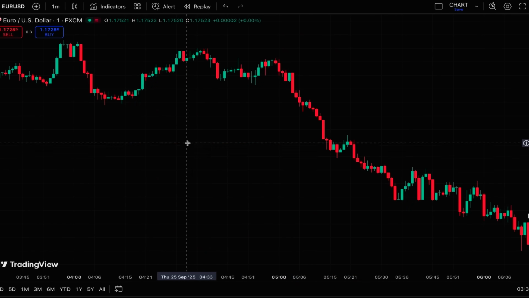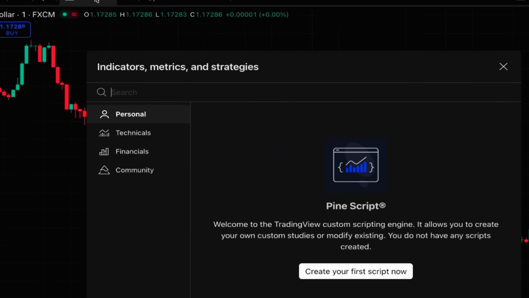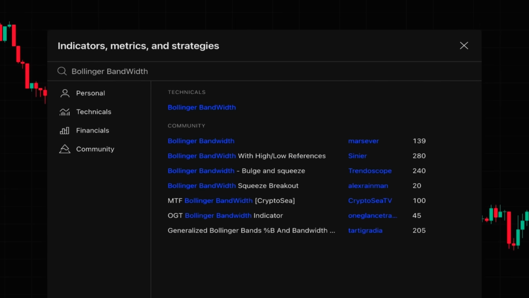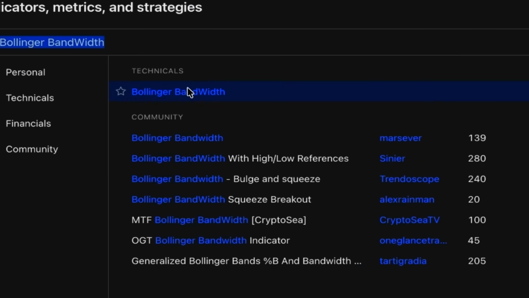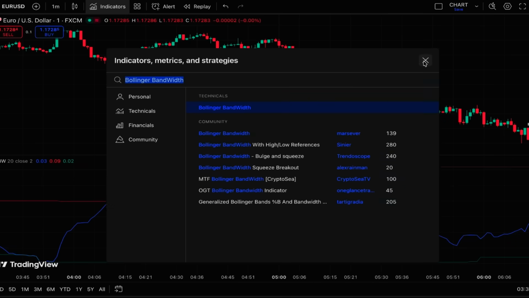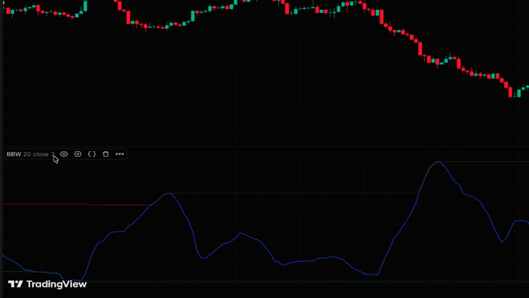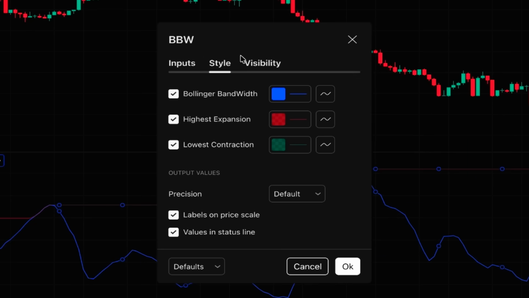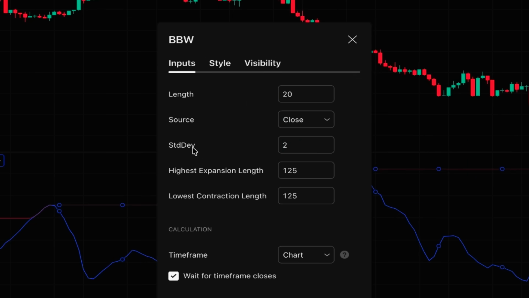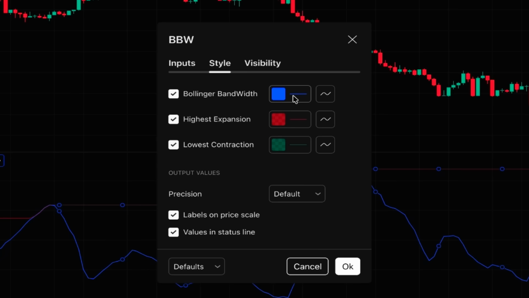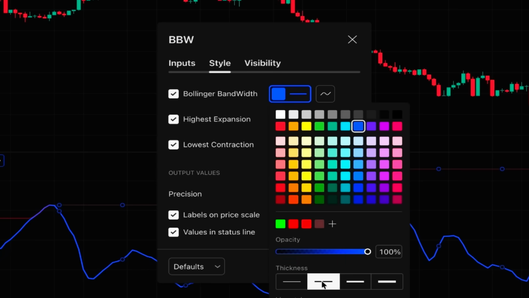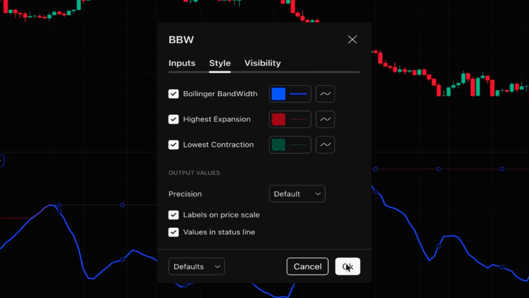To add the first indicator, here we click on indicators and we search Bollinger Band Width. We add this one, which is a built-in indicator on TradingView platform, and we need to change its settings. So here we go to the settings of the indicator, and here in the inputs tab, for standard deviation, we increase it to 3, and then here in the style tab, for the Bollinger Bands line, we increase the thickness so it will be better visible on our price chart.